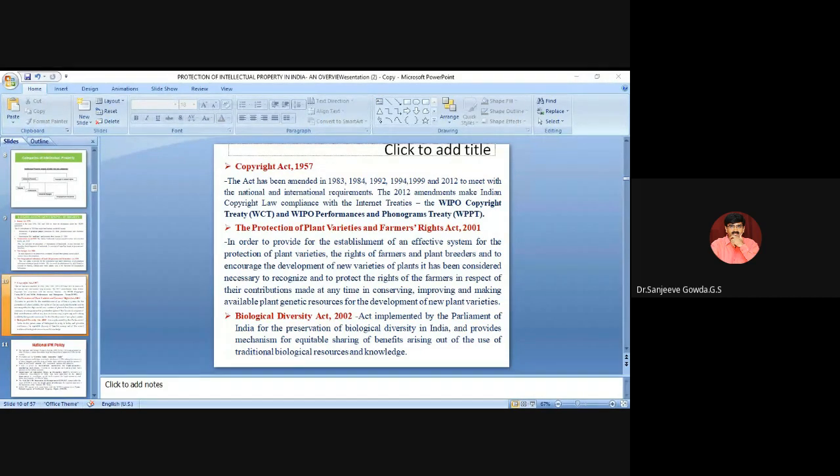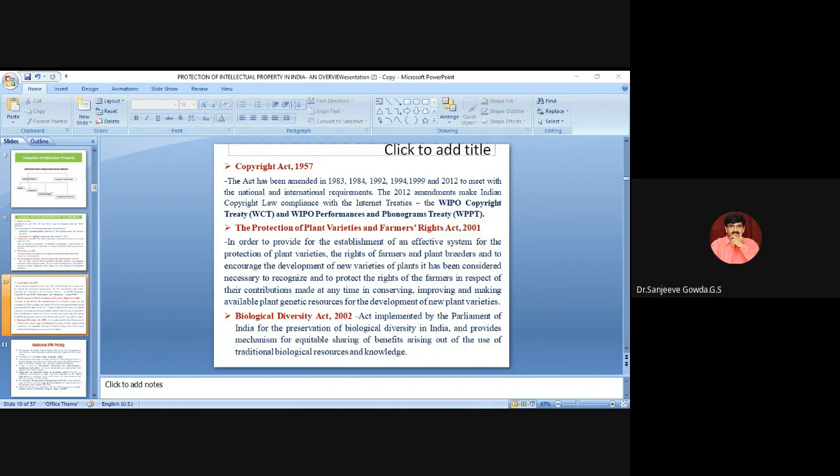So these are the stages encountered by an individual to get a patent: filing of an application, publication of the application, examination, opposition, grant. Then the procedure is filing a patent application along with the required documents, publication of the patent application, that is 18 months publication, and filing a request for examination.